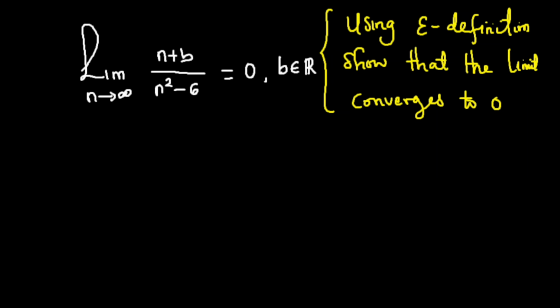Alright guys, welcome back to this channel, and in this video I'm going to be showing you how to use epsilon definition to show that this limit actually converges to 0 for any b in R.